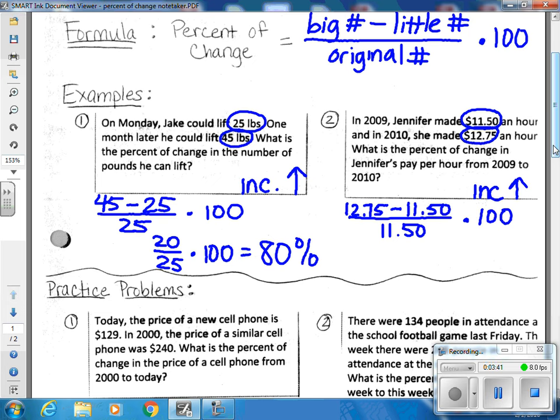Right? So if you do $12.75 minus $11.50, you do get $1.25. And if you take that and divide by 1150 and then turn around and hit times 100, you should get 10.9%. In terms of rounding, we want to round to the tenths place, so one number after the decimal. Do not round it to a whole number unless the problem says so. Right? These types of problems we round to the tenths place to make them more accurate.